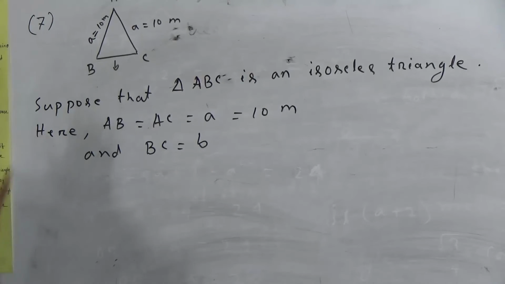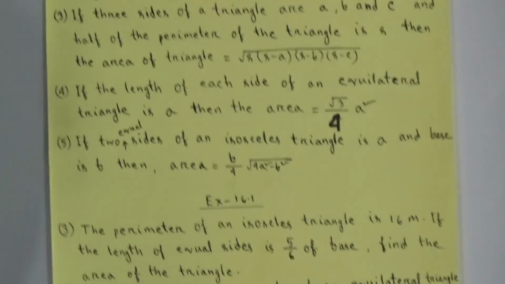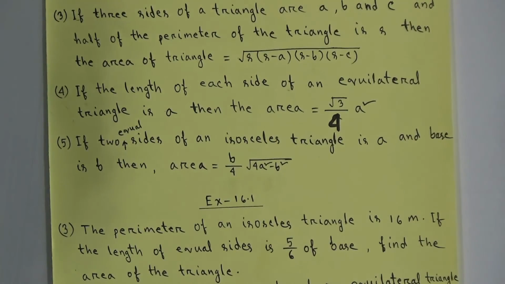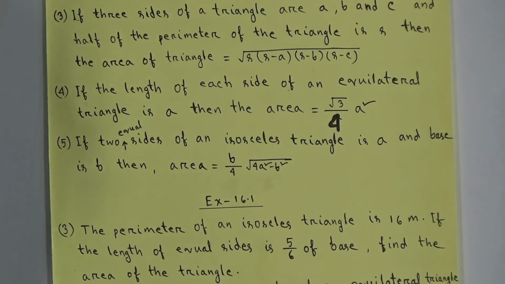Here this is isosceles triangle. When equal sides of an isosceles triangle given and base also given, then applying formula we can find out its area, and its area will be B by 4 root over 4A square minus B square. So as per question we can write B by 4 root over 4A square minus B square is equal to its area also given here, it is 48.